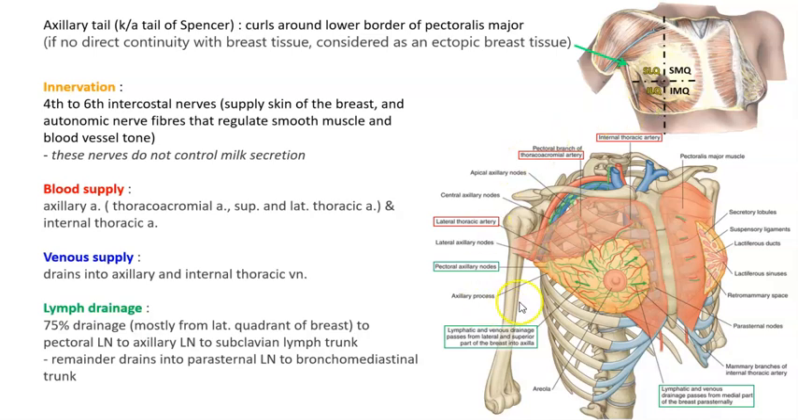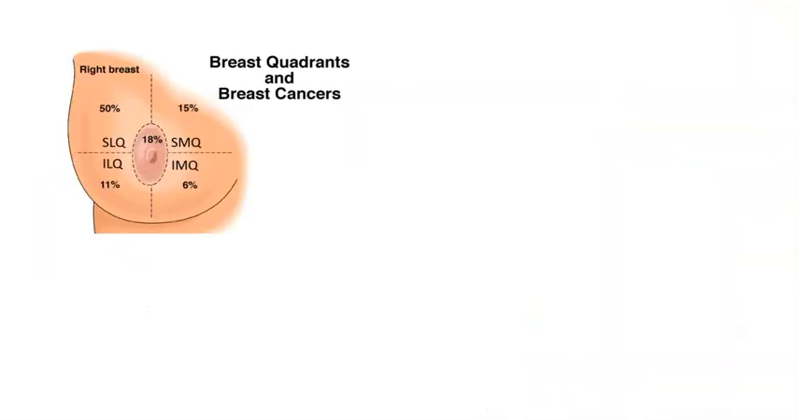To pectoral lymph node. Pectoral lymph node here, yeah. And the remainder drains into parasternal lymph node to bronchomediastinal trunk in the thoracic region. Okay, as I've mentioned before this, we divide the breast into 4 quadrants.